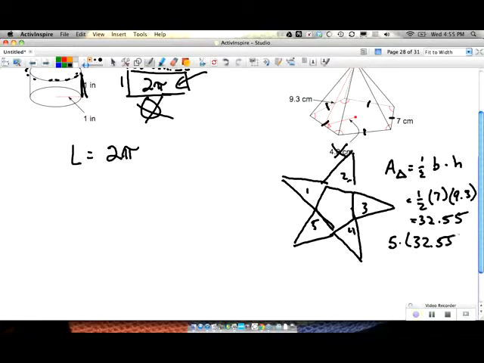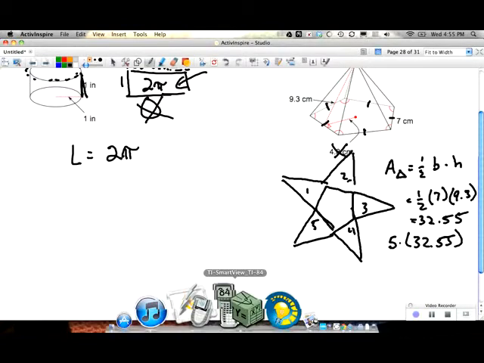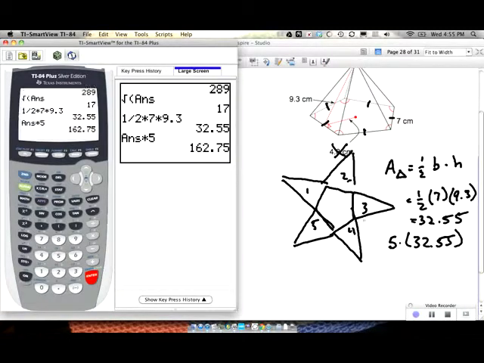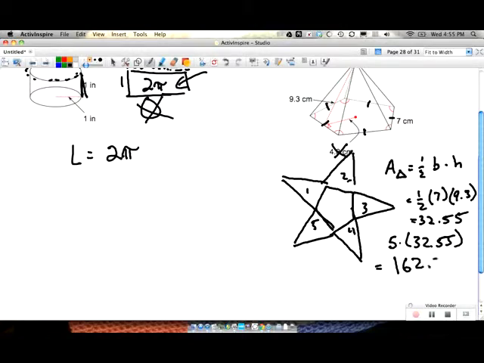32.55 times 5. This answer times 5 equals 162.75. Now again, I don't need this part that I just shaded in. I'm just looking for those triangles, so that's all that I need. That is my total area. And actually we don't refer to it as A for this area. We have more specific reference. It's L. The lateral area equals 162.75.